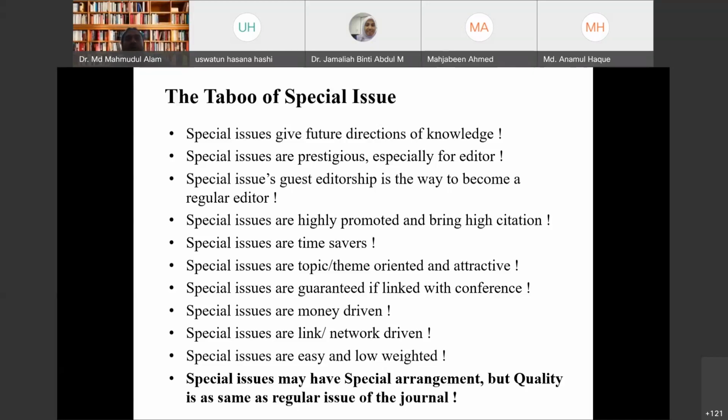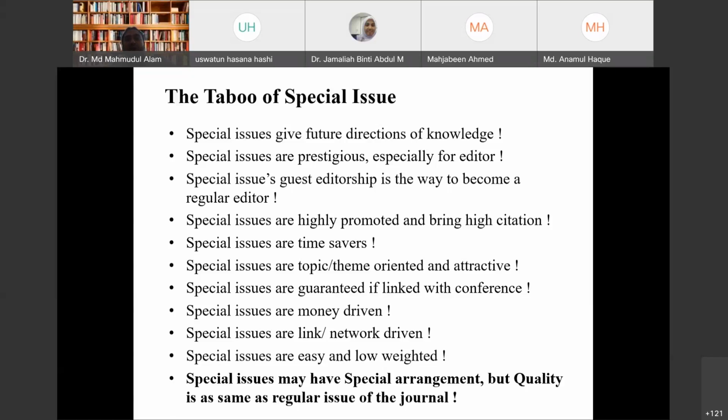Okay, and then also the guest editorship. Suppose I am not an editor in any journal, but I want to become an editor. So how can I get there? I take a special issue as a guest editor. Then if I have more experience, I can apply for a full editorship in a good journal. Okay, so this is the way to become an editor in a good journal.